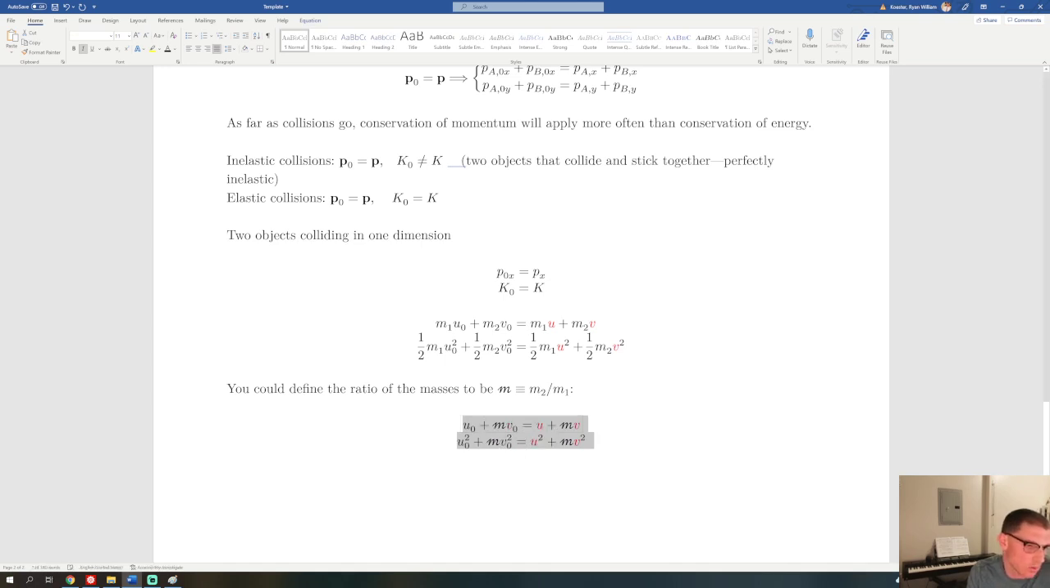Somebody's asking, we can only use the two equations we have in elastic collision. Yeah, so we're talking about an elastic collision here. Maybe I should just put that in words. Colliding elastically in one dimension.